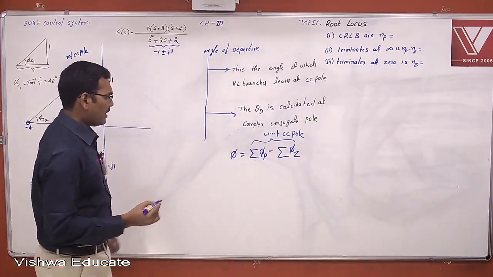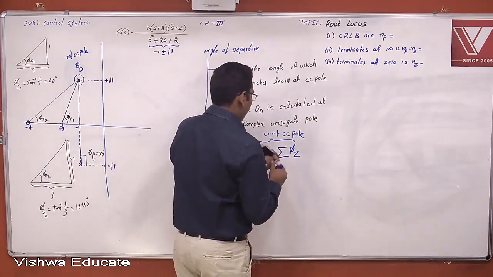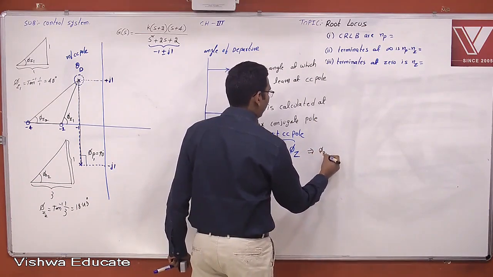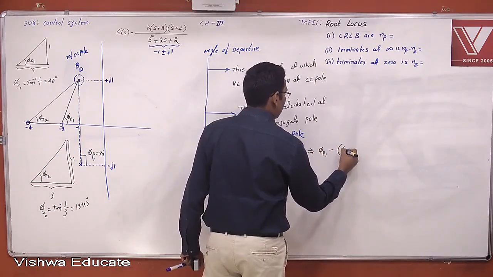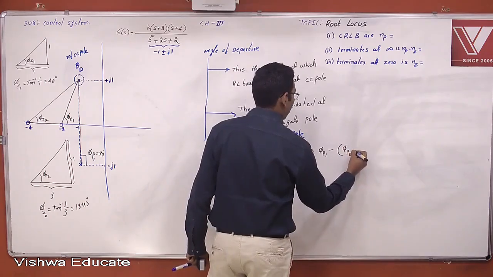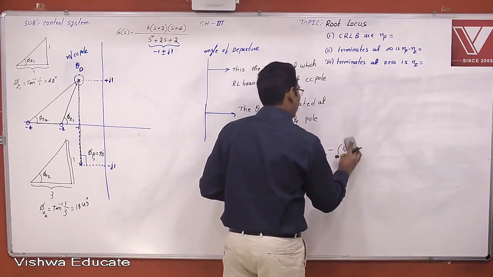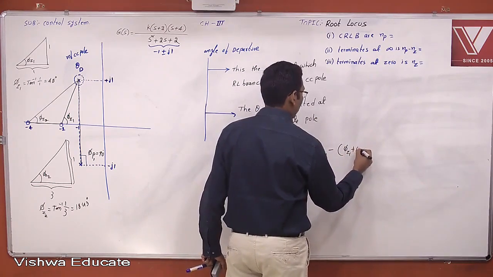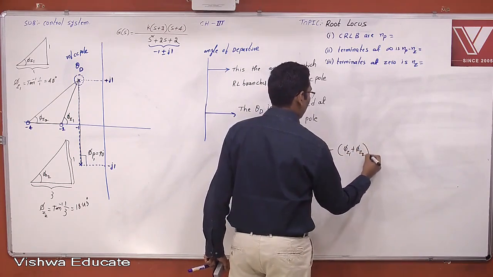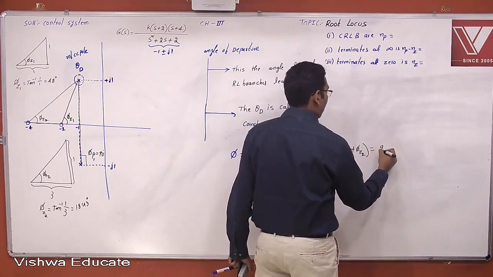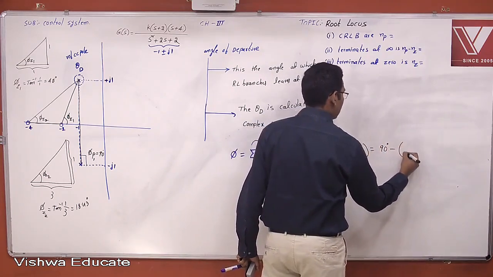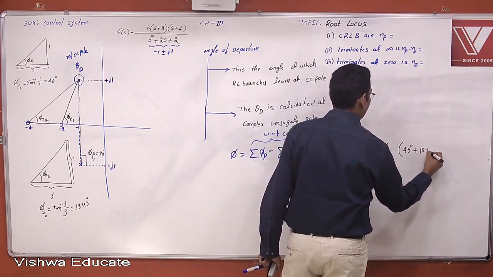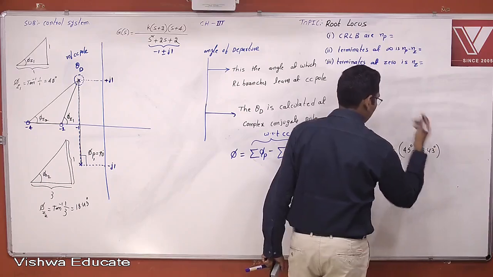Now, what is the sum of the angles made by poles? The sum of the angles made by poles is nothing but pi p1 only. Minus the sum of the angles made by zeros, which is pi z1 plus pi z2. Now, which is nothing but 90 degrees minus 45 degrees plus 18.43 degrees.